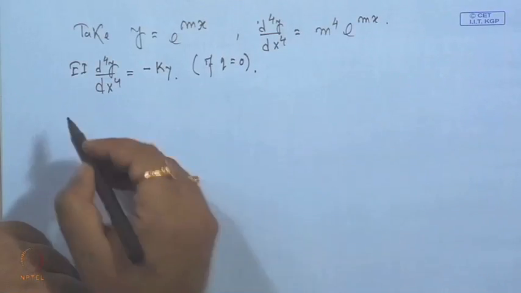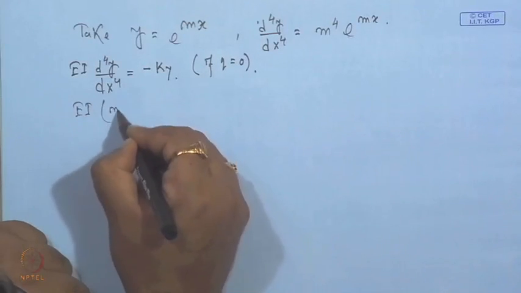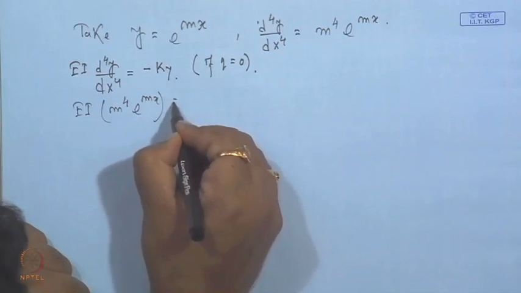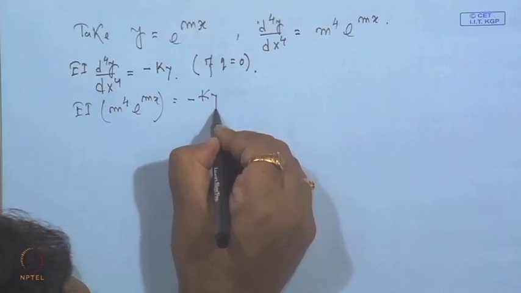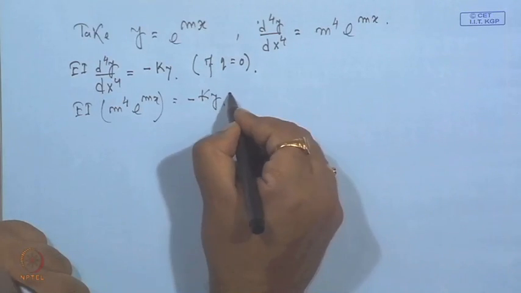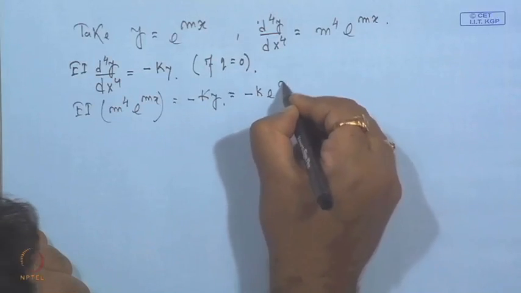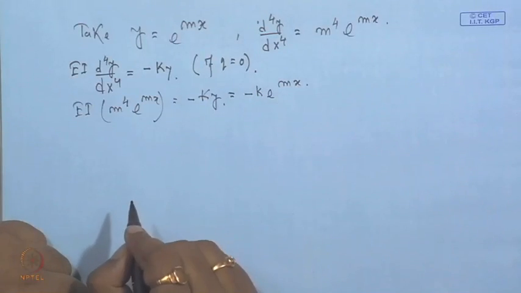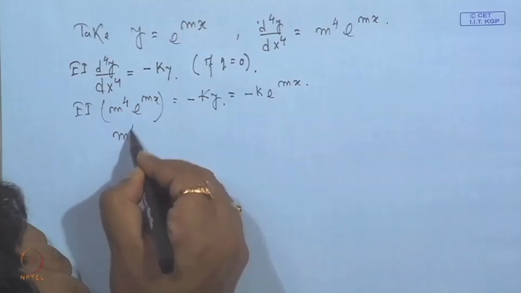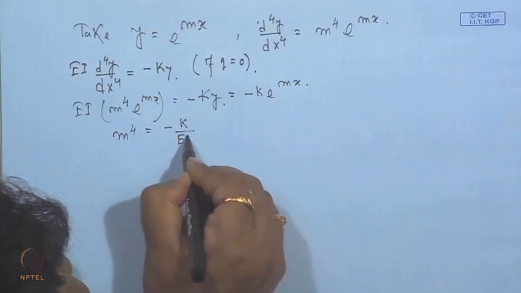So, now if we put this expression here, E I into m to the power 4 e to the power m x is equal to minus k into y, and here y is also e to the power m x. So, this e to the power m x will be cancelled out. So, m to the power 4 is equal to minus k by E I.